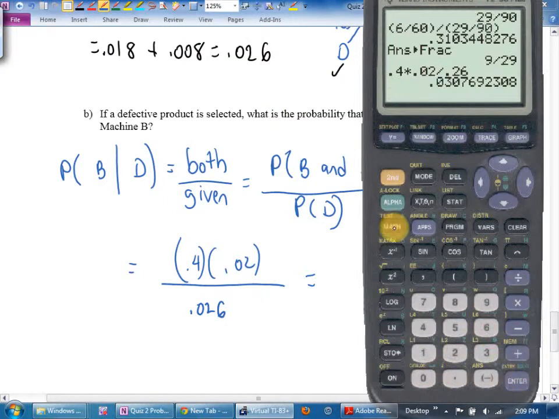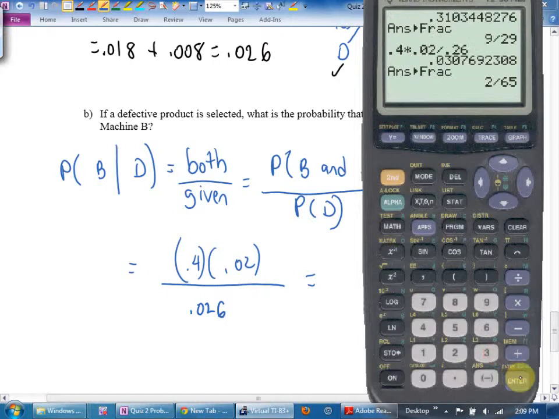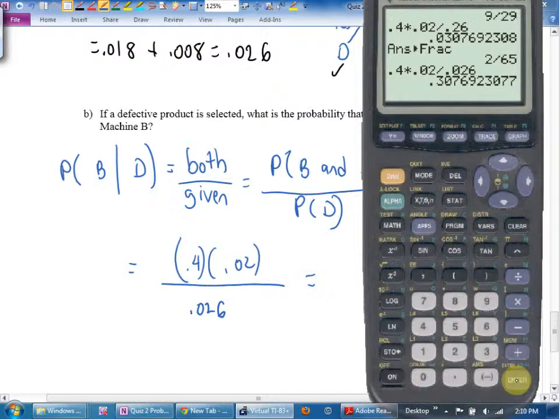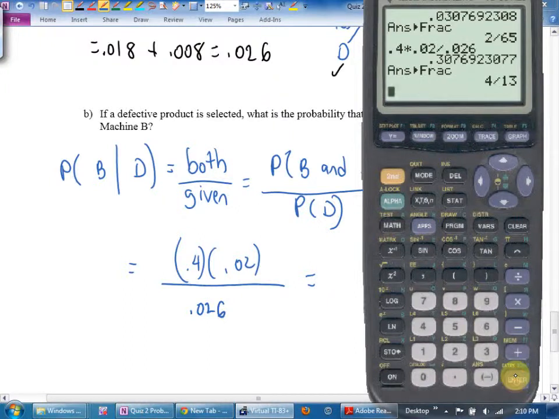Curses, Red Baron. And I get that, or 4 out of 13 if you went as a fraction. I'm guessing most of you went with decimals. 0.0377? No, 0.3077. How about learning to read, Mr. Dueck, as well? Wow, am I slipping?